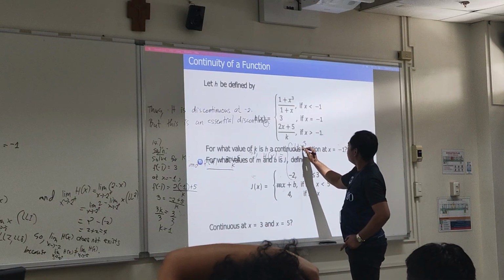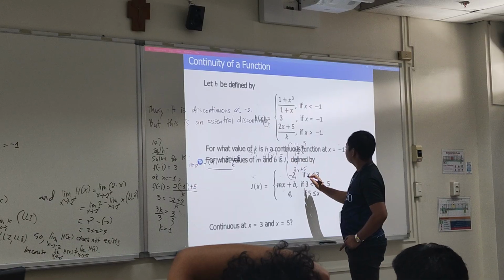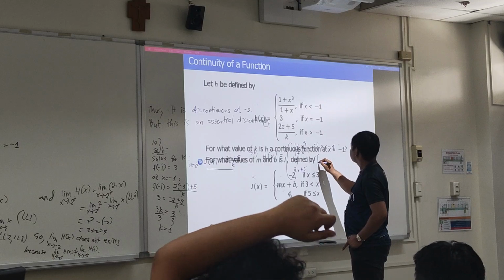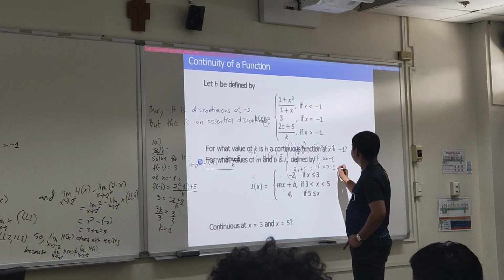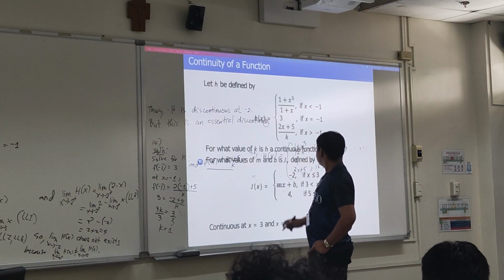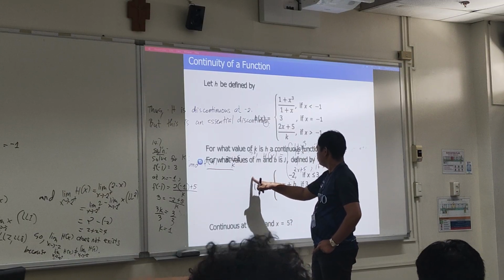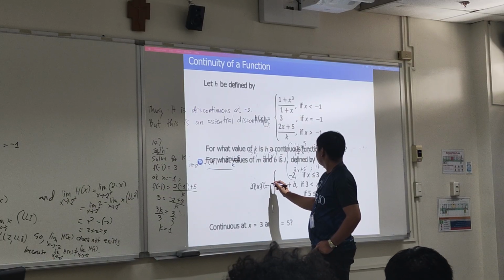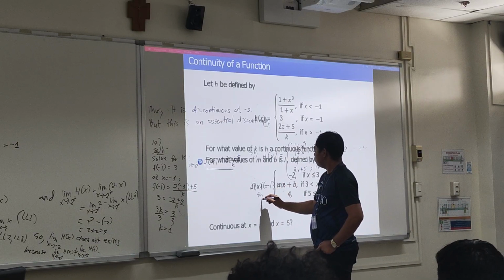1 plus x cubed all over 1 plus x, 3, and 2x plus 5, for x less than -1, for x equal to -1, and for x bigger than -1. So we are to verify now if it is continuous at x equal to -1. The first condition, f of -1 is equal to 3, no? So, it exists.